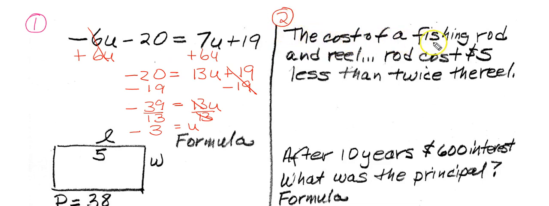The cost of a fishing rod and reel. Well, the rod cost $5 less than twice the reel. So what don't we know anything about? Well, we don't know anything about the cost of the reel. So we're going to say let x equal the cost of the reel.